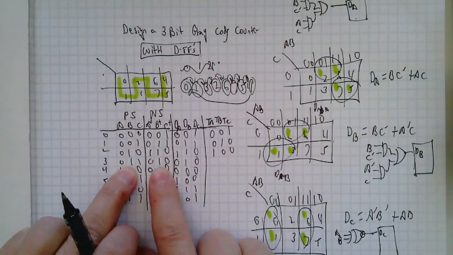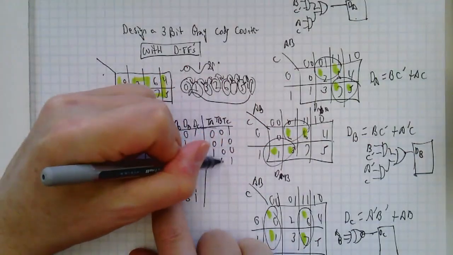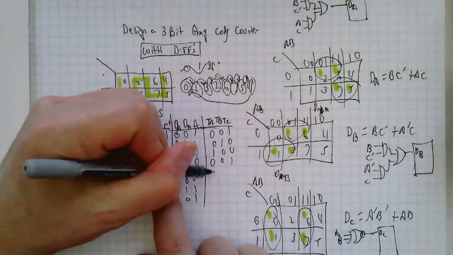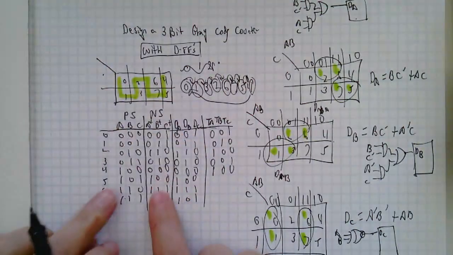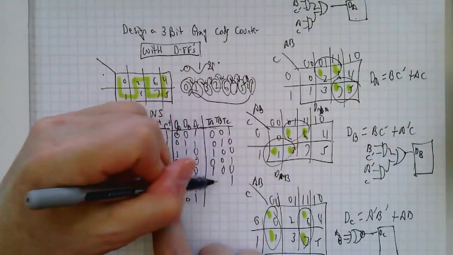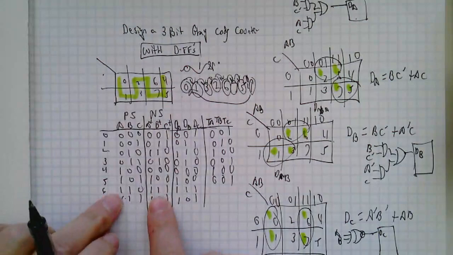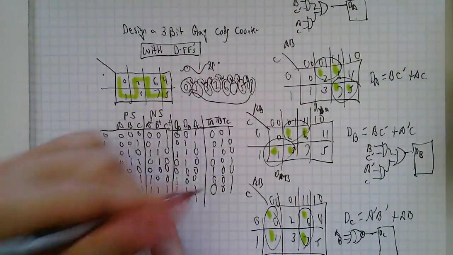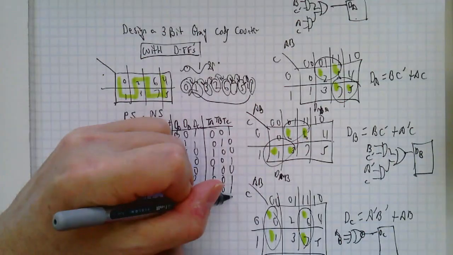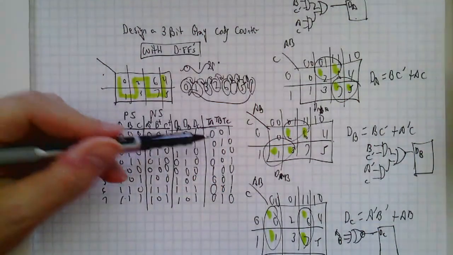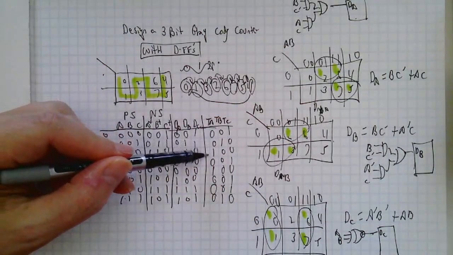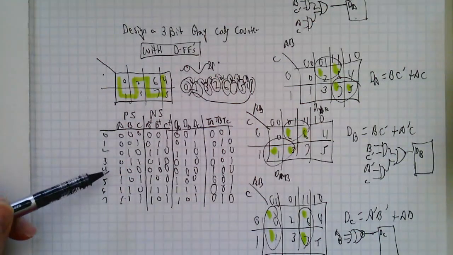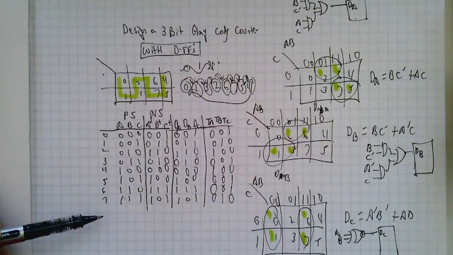The least significant bit changed. Here we have the most significant bit changed. Here we have the least significant bit changed. Here we have the least significant bit changed. And here we have the middle bit change. So there's only one in each row. There's only one bit that changes as you go from one row to the next. Isn't that cool? T flip-flop.